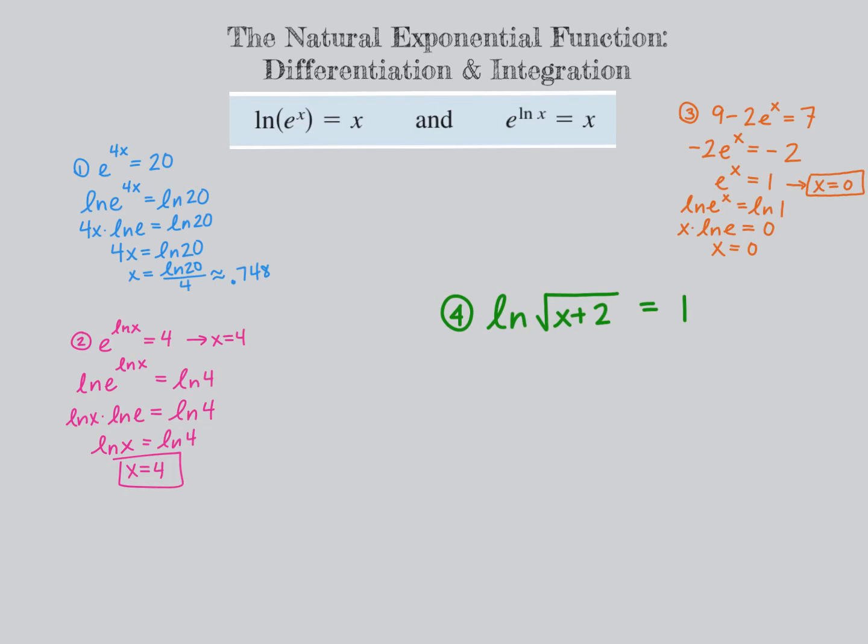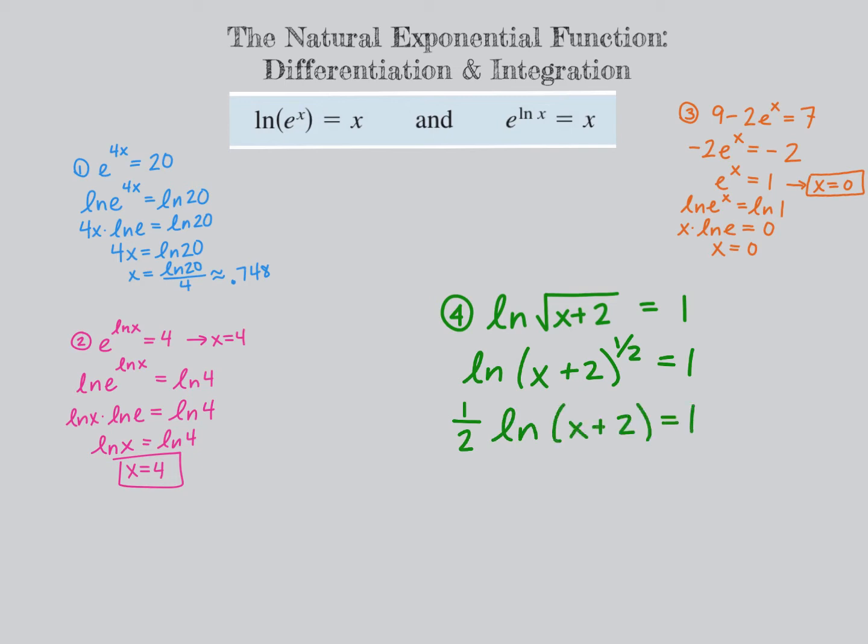In problem number 4, we have the natural log of the square root of x plus 2. What I'm actually going to do is rewrite this as the natural log of x plus 2, and that is raised to the 1/2. I'm doing this so we can use that power property of logs and bring the 1/2 out in front.